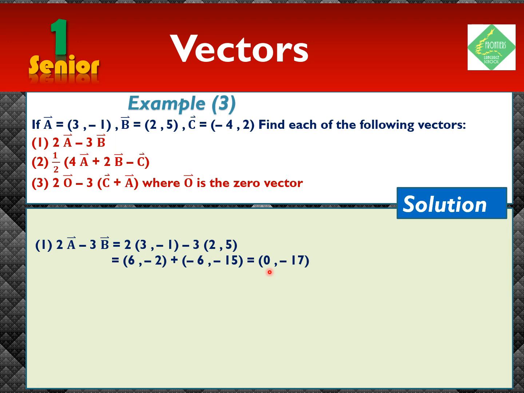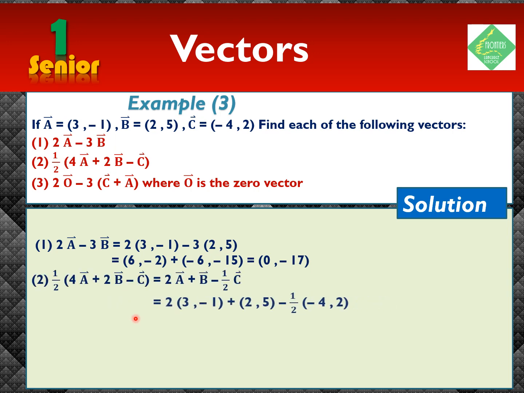To get half of 4A plus 2B minus C, first you will multiply 4 by A, which is 3 and negative 1, and multiply 2 with B, 2 and 5, and subtract C, and the final result multiplied by half. So it will equal 10 and 2.